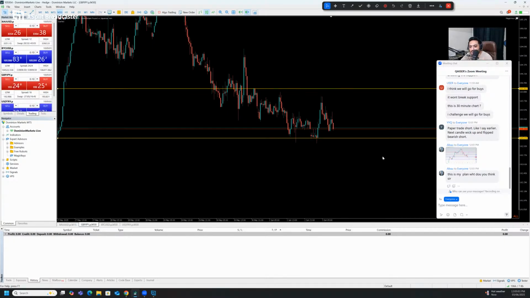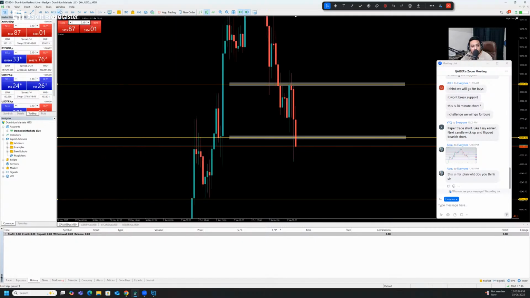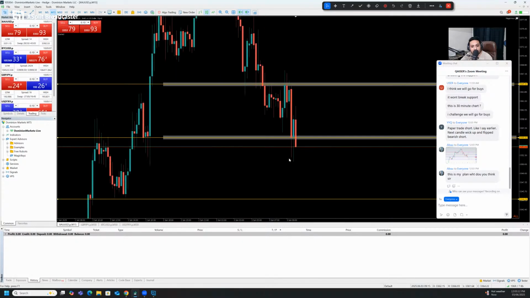Okay, just pushing to the downside now. Wow, look at this one. Just doing some kind of volatility in it. Still, I will wait for the 50-minute candle to close in my direction.